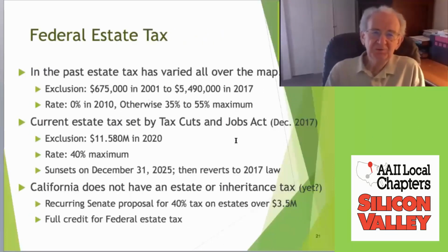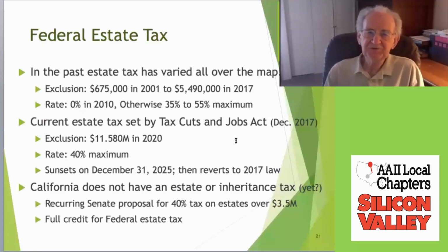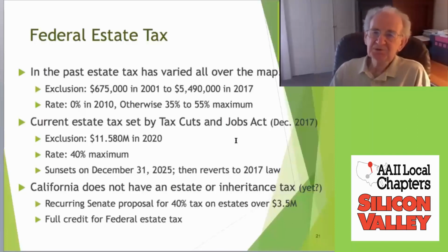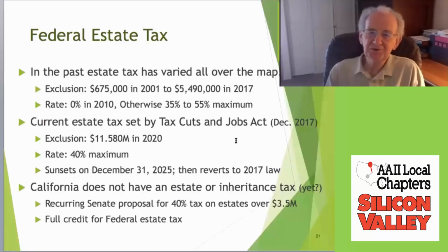I want to look real quickly at the federal estate taxes. Over the last 20 or 30 years, living memory for most of us, this has yo-yoed up and down all over the place. I can remember back in the 1990s, there was an exclusion for federal estate tax. I think it was $125,000 for many, many years. It jumped up to $675,000 in the early 2000s. And then by 2017, it had gotten up to $5.5 million. And the maximum tax rate was all over the place, ranging from 35% to 55%, except in one calendar year, 2010, when the federal estate tax was repealed. So it was basically zero.